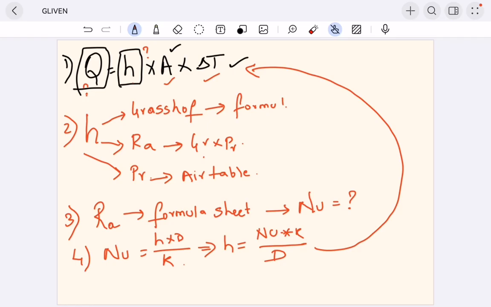I hope it is clear. In the next part of the video, I'll be discussing question number 3, which is from extended surfaces, and then I'll be giving you some idea about extended surfaces too.